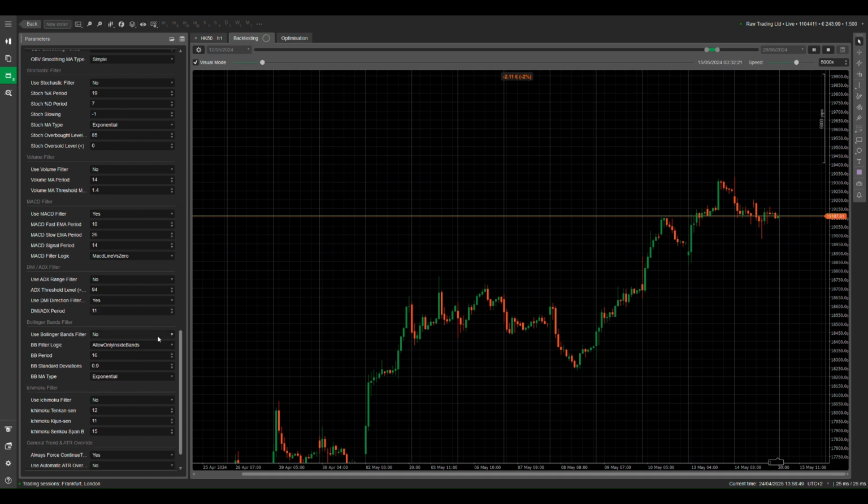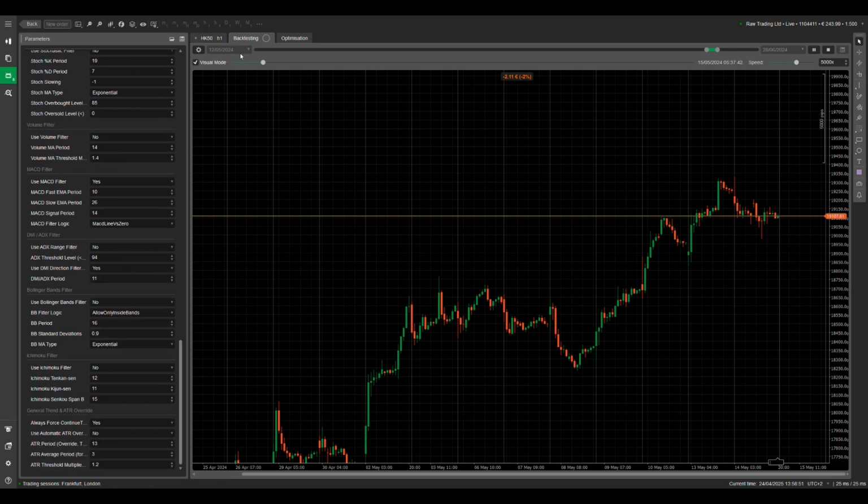Group, position management. Max long positions. Description: the maximum number of simultaneous buy, long, positions this cBot instance is allowed to have open. Default, 1. Min value, 1.